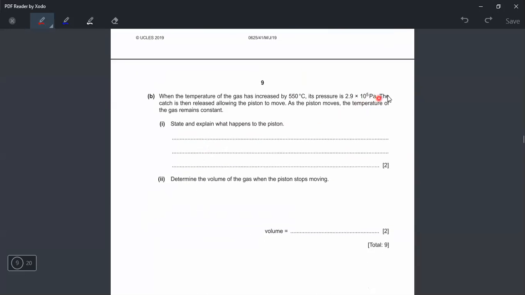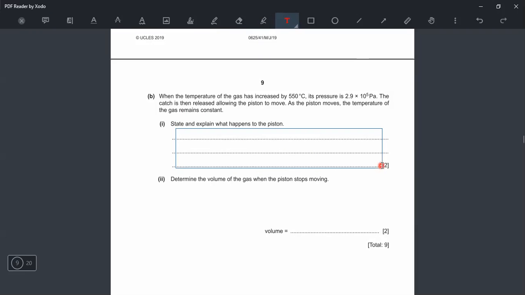So explain what happens to the piston. Oh yeah, he did also mention that the temperature remains constant. So what happens to the piston? Well, it moves out, it moves to the right. Why? Because the pressure of the gas inside is greater than atmospheric, than the pressure on the right side. So the piston moves to the right because the pressure of the gas inside the cylinder is greater than atmospheric.